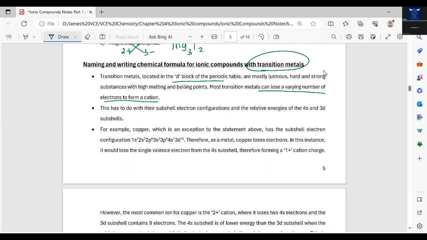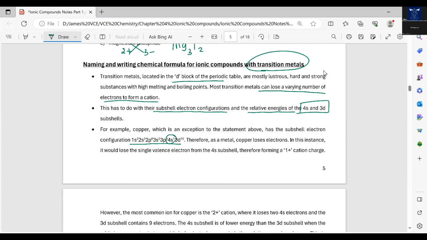That means when an electron is lost, it can be lost from the D block or from the S block, the 4s orbital or the 3d orbital. It can be lost from both because the energy required is quite close. This has to do with the relative energy of the subshell electron configuration. Copper is an exception to the statement above, with its own subshell electron configuration. In that case, you can lose either electron.